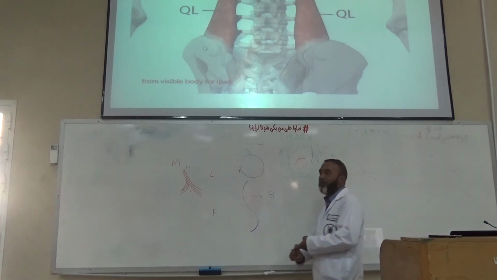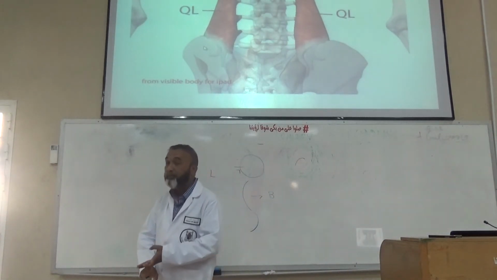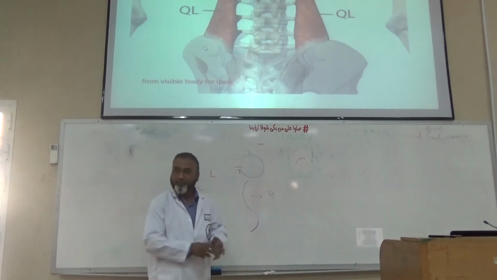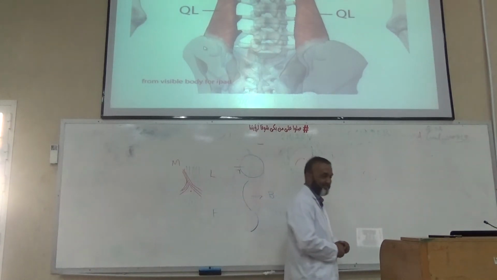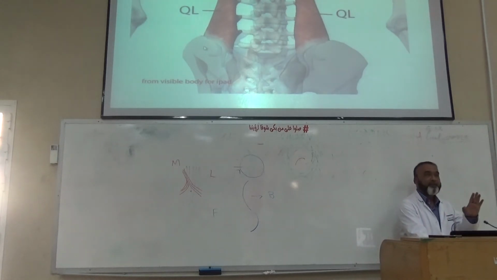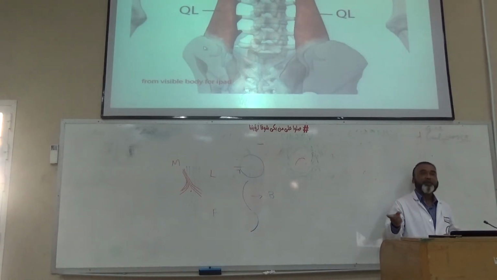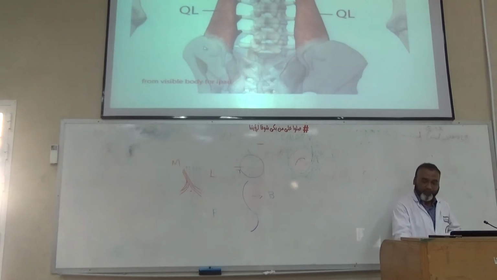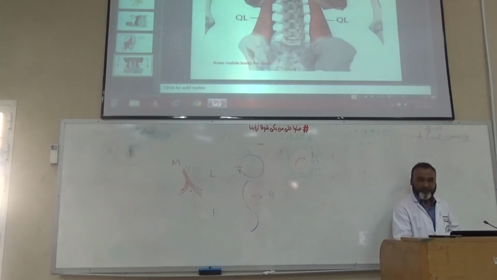Any questions on the posterior abdominal wall and the lumbar plexus? No question? Clear? These two things are clear: the posterior abdominal wall, their bony and muscular components, and then the lumbar plexus, their root value, where they are formed and how their branches come out from the lateral border, the medial border, and the anterior aspect of the psoas major muscle. Then we have another thing.